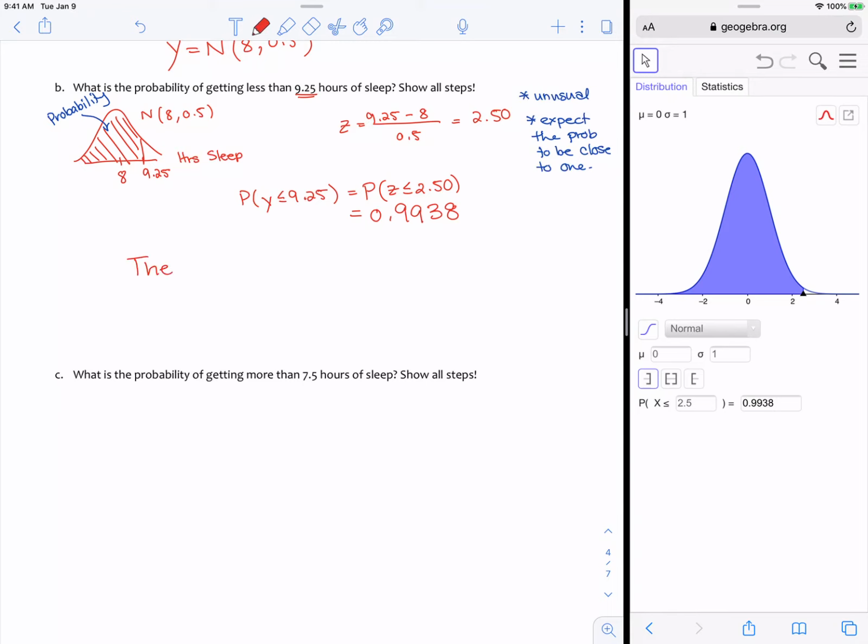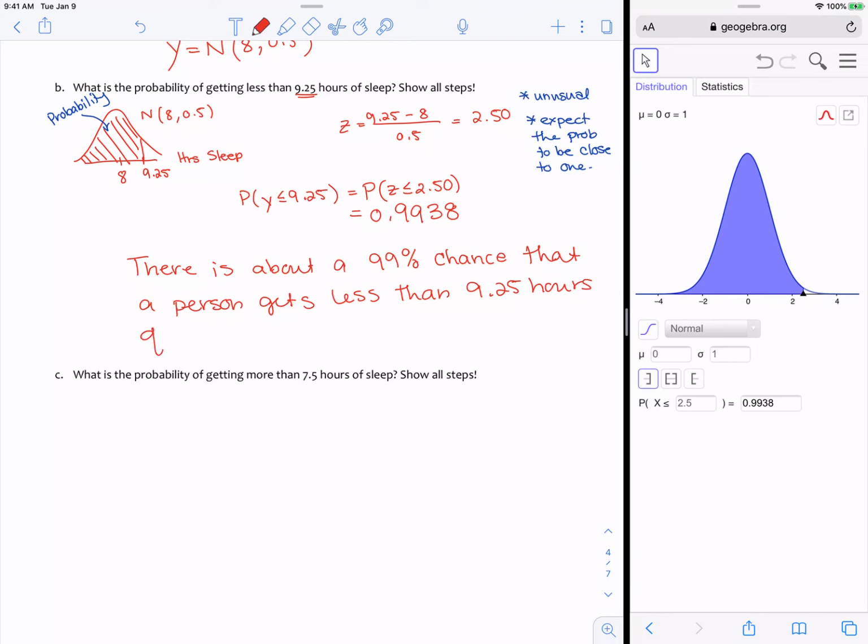And so there is about a 99% chance that a person gets less than 9.25 hours of sleep. And this is per night, right? Okay. So that's our concluding statement.